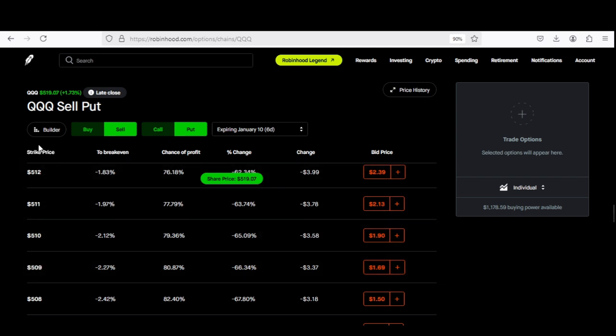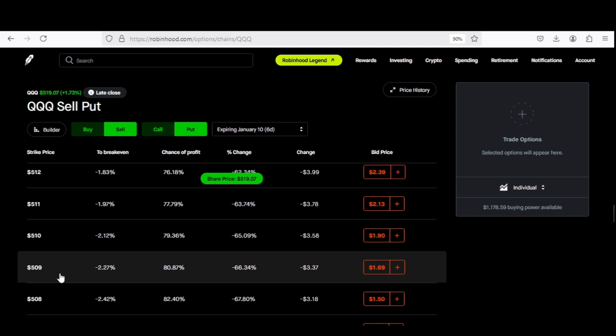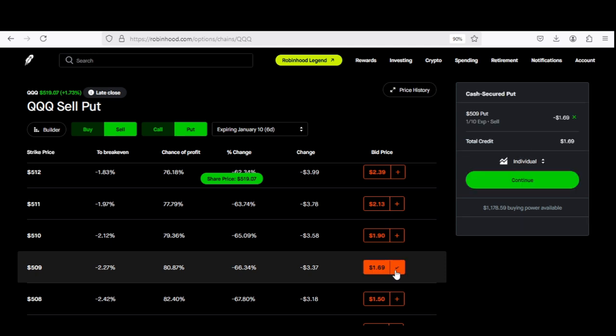If you look to the top, you're going to see strike price written right here. So with a $509 strike price and an 80% chance of me winning this trade, I will be paid $1.69. Now, $1.69 in the real world is going to be $169. Each option contract is multiplied by 100 shares. So we're going to go ahead and click into this.